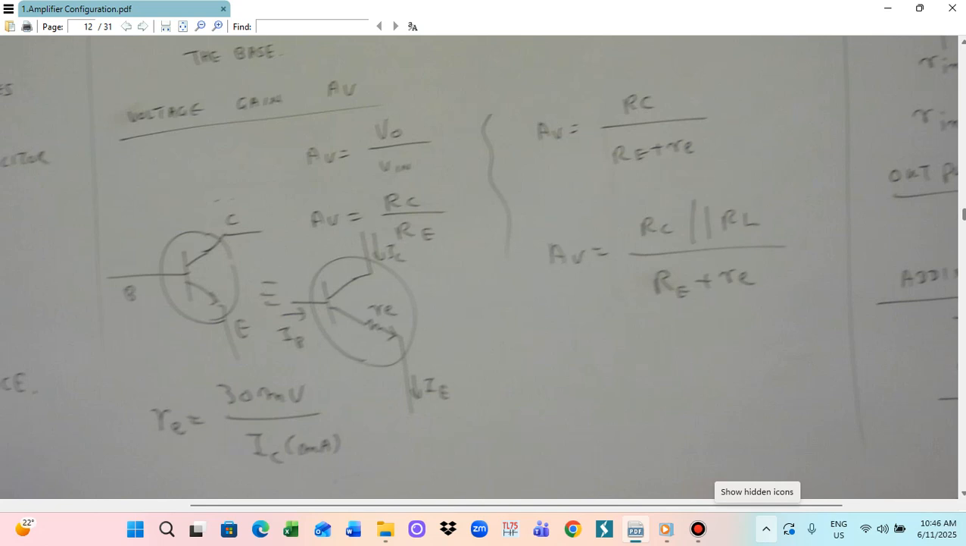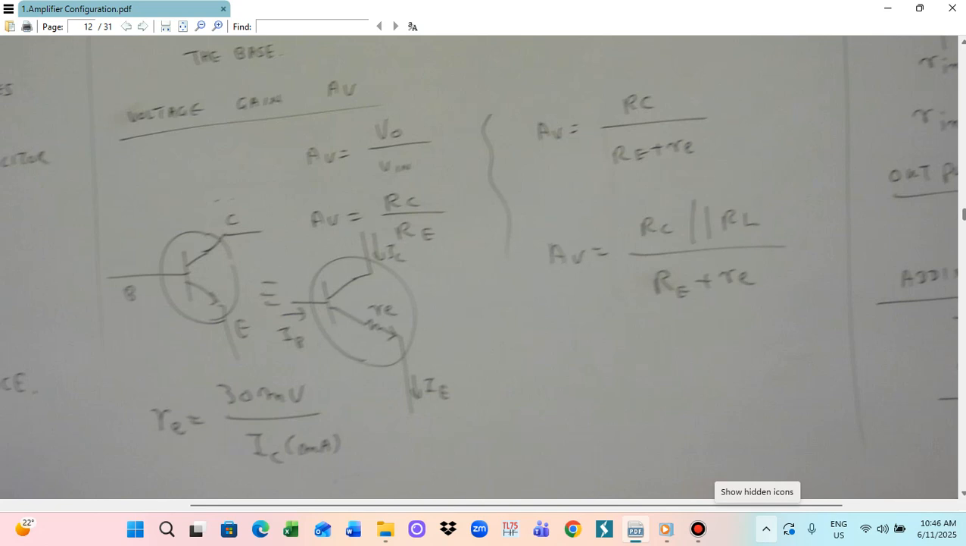And also there are three formulas for AV. Voltage gain can be calculated by the output voltage by input voltage, Vout by VIN, or RC by RE, or another formula, RC divided by RE plus re. This is for the practical case. Only RC by RE is the approximate formula, but the more exact formula is RC divided by RE plus small re. So this is the way we calculate the voltage gain for this transistor.